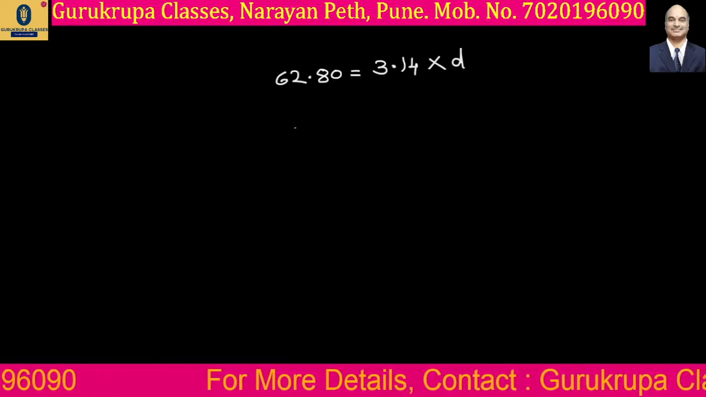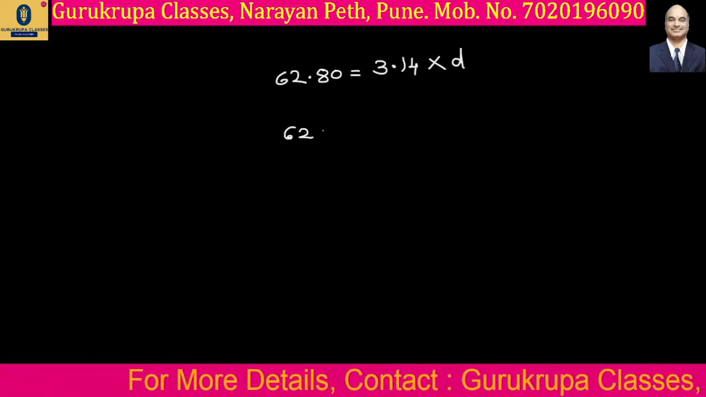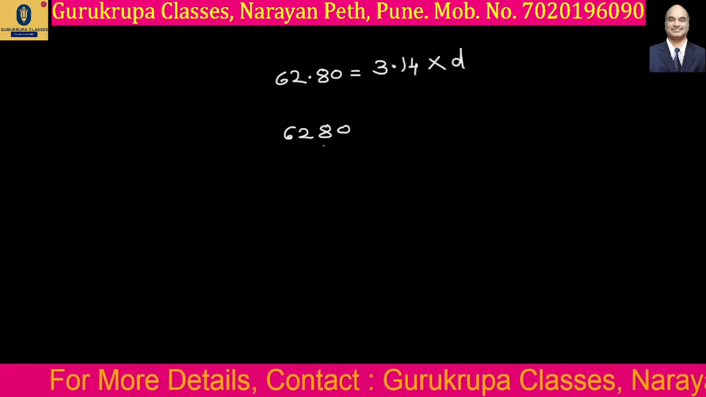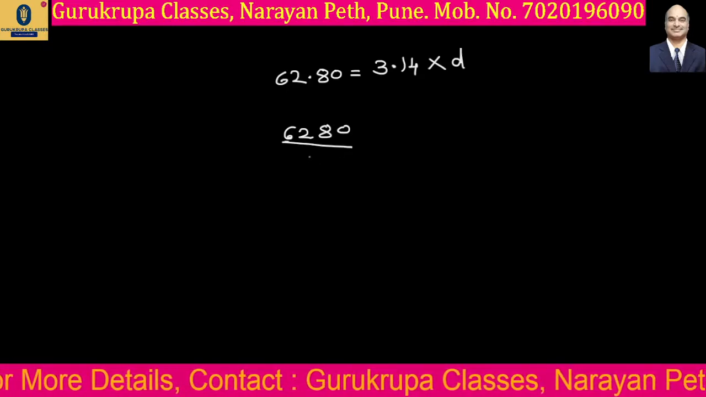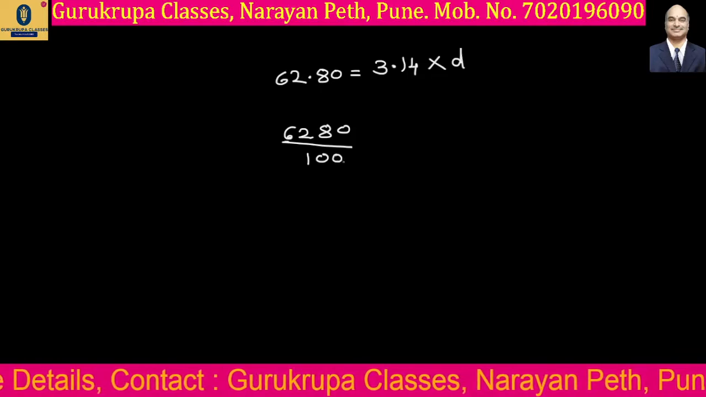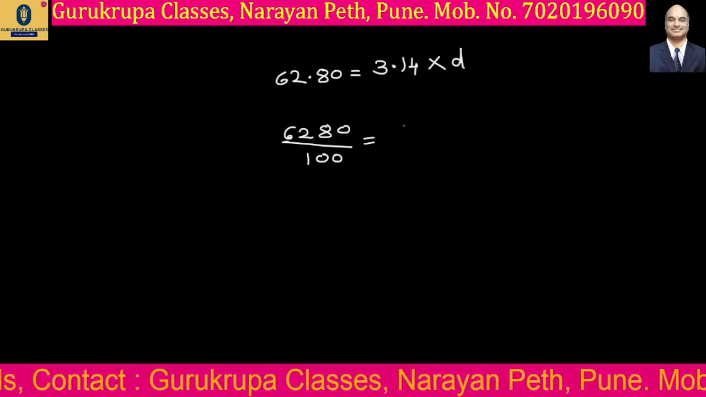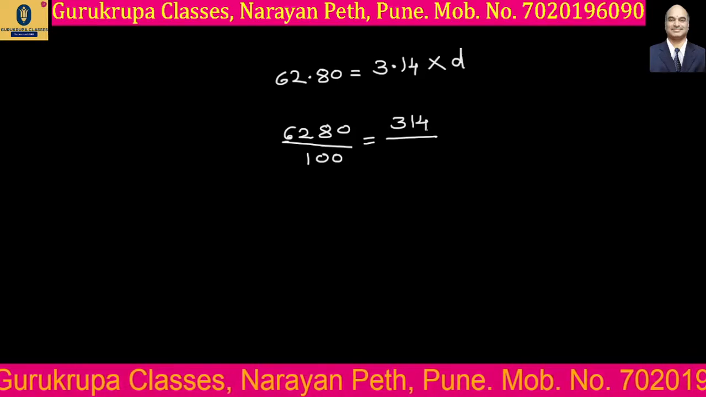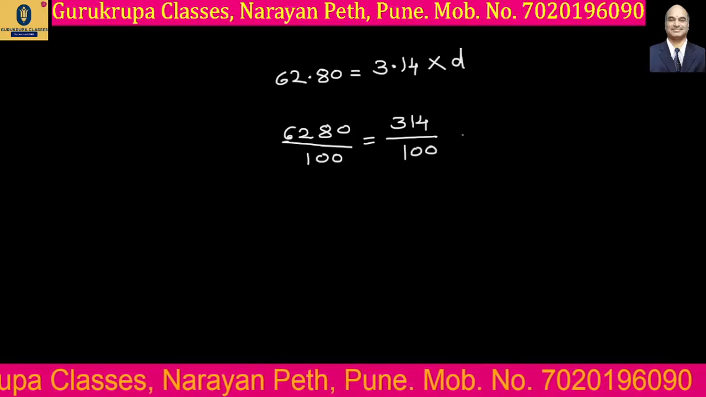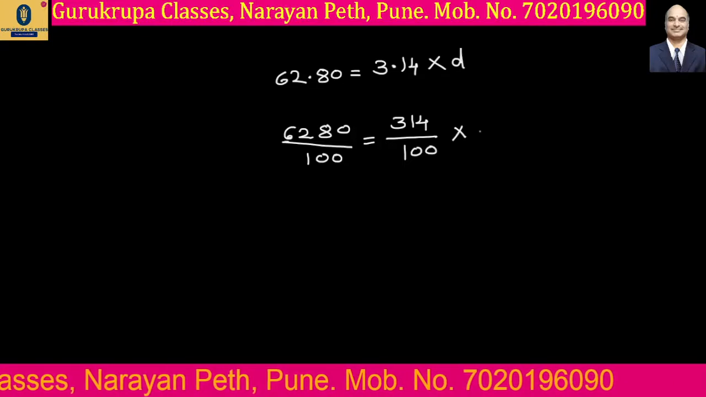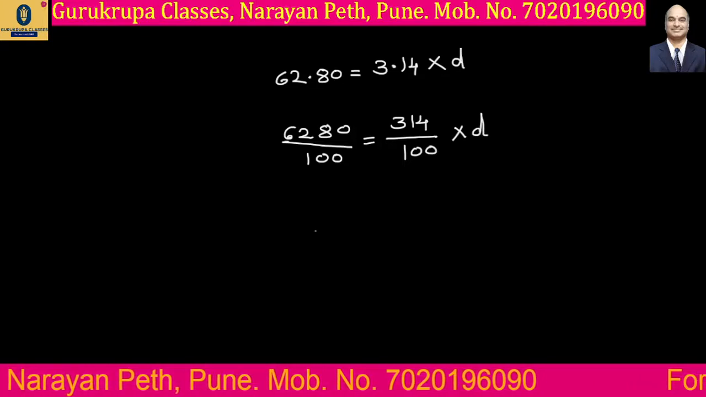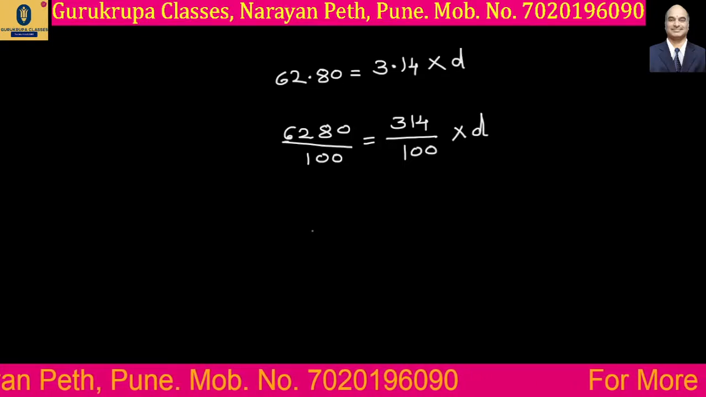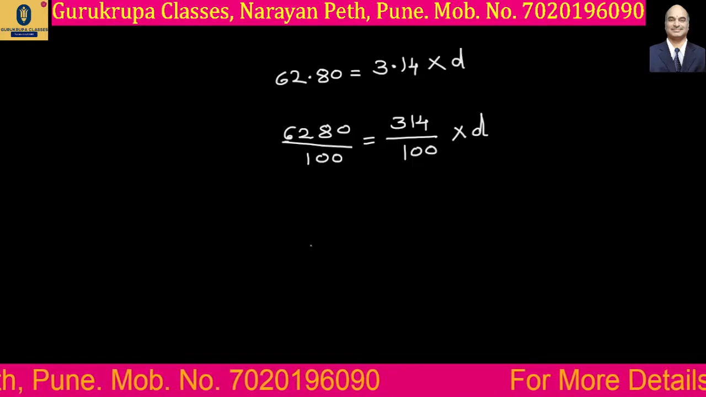Now 62.80 is converted into 6280 upon 100. 3.14 is also converted into 314 upon 100. Why upon 100? Because there are two decimal places, 0.80, 0.14, two decimal places are there.